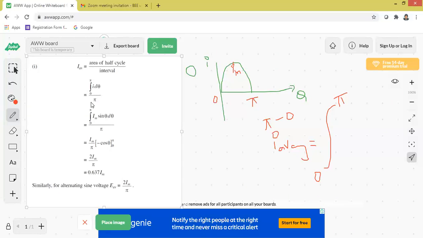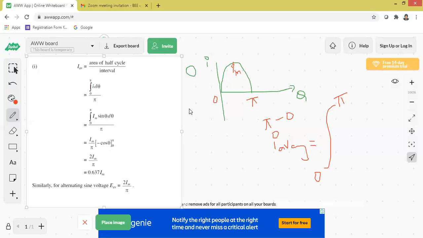So what is the length? Just now we have done. What is the length, all of you? Pi. That is pi minus the highest position minus minimum position. It is pi. And now in the area. Area means total integration. Integration from which value to which value? 0 to pi.